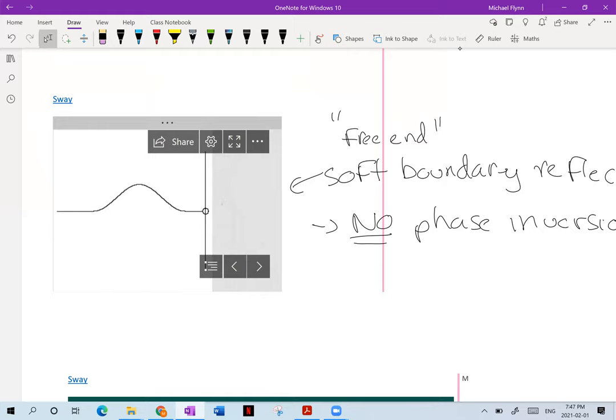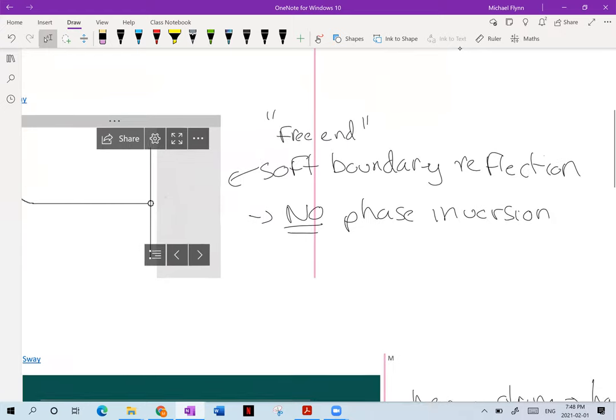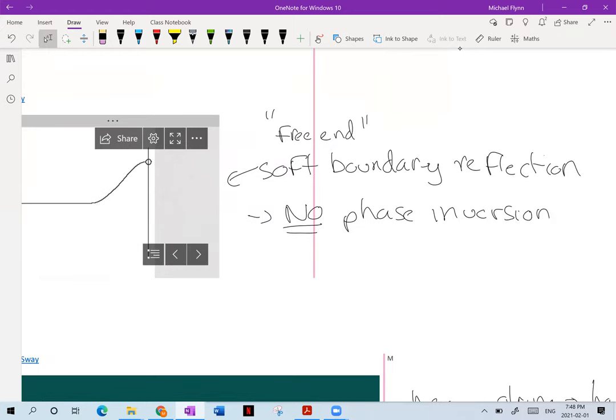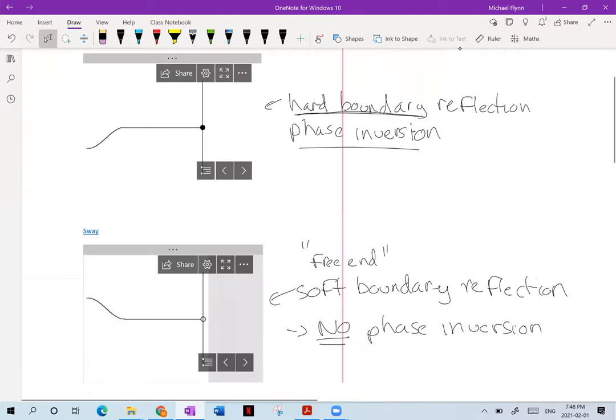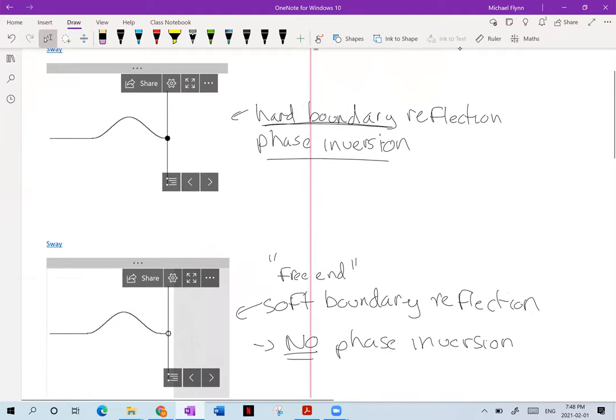So you're in something that's dense and you're going to something less dense. And when you bounce off something less dense, it's like a soft boundary. And this time the waves do not get inverted. This is called soft boundary reflection. And so we see the difference between a hard and a soft boundary here. I'll put them both here on the screen together.